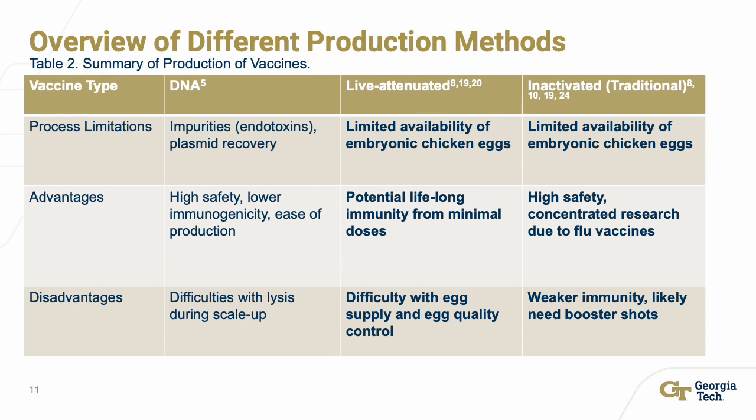However, live attenuated viruses provide lifelong immunity with minimal doses, which could alleviate burdens on production. However, the egg supply and subsequent quality control could prove too time-consuming.